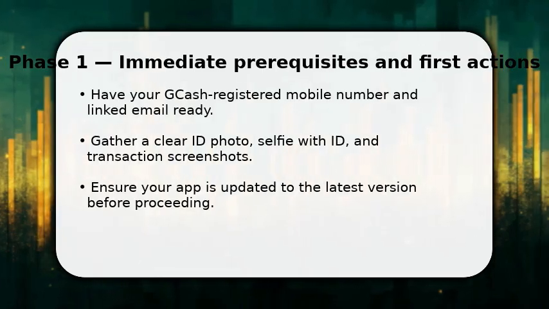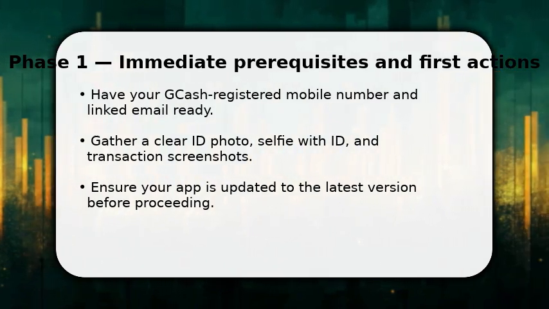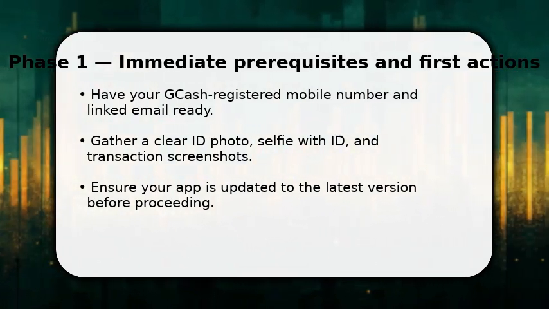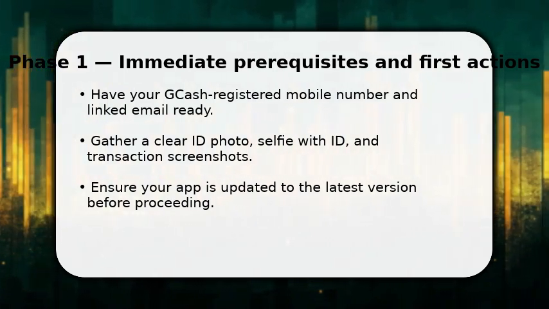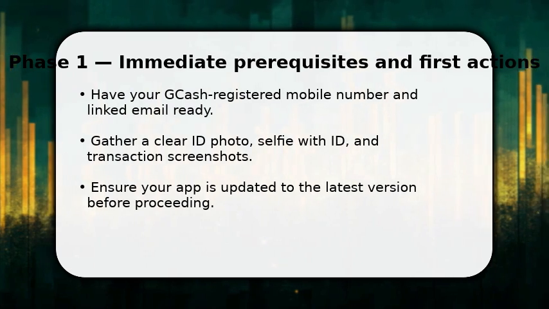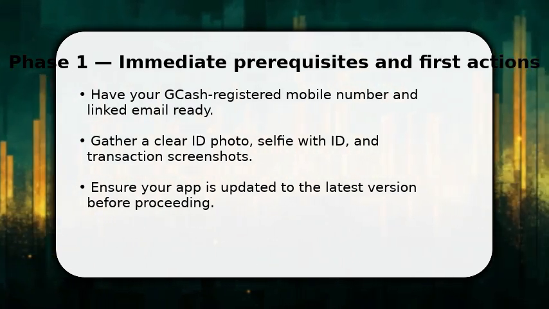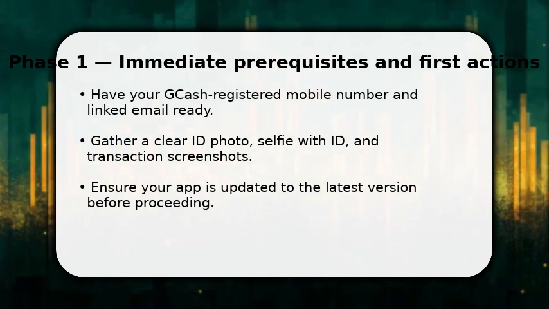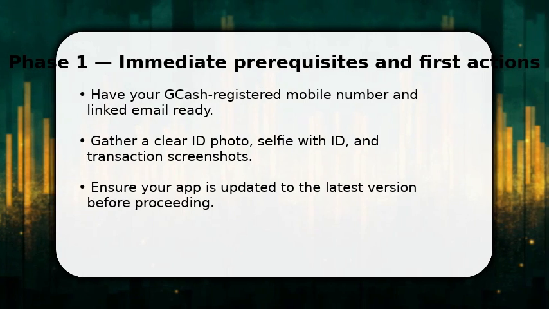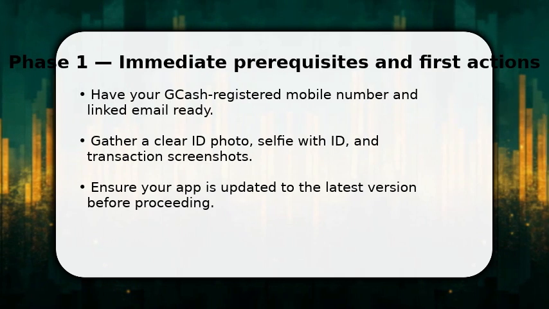You begin by opening the updated Gcash app and confirming your registered mobile number. This matters because recovery links and codes go there. Once done, scan your ID and take a selfie holding the ID. Make sure lighting is even and text is legible. Then collect transaction screenshots or any error messages that show the report status, so you have evidence ready. These immediate steps speed up verification and reduce back and forth with support.